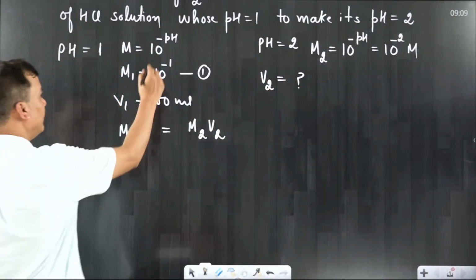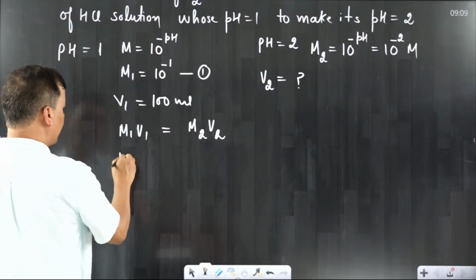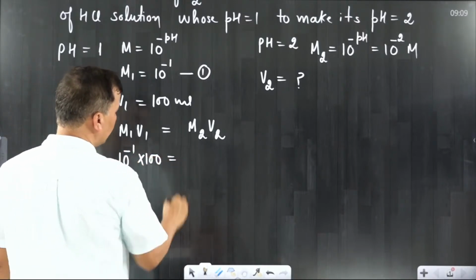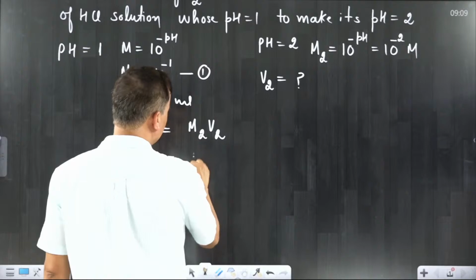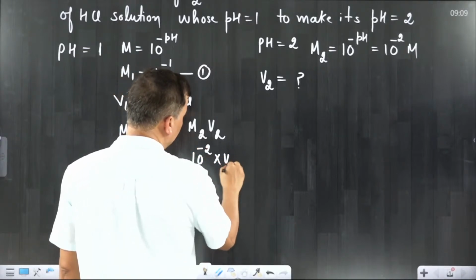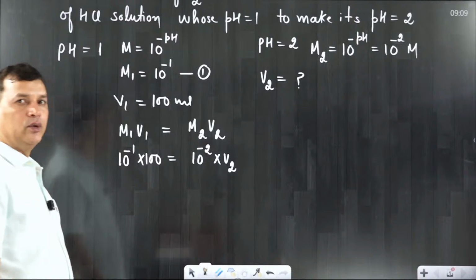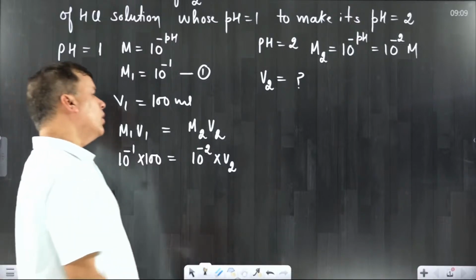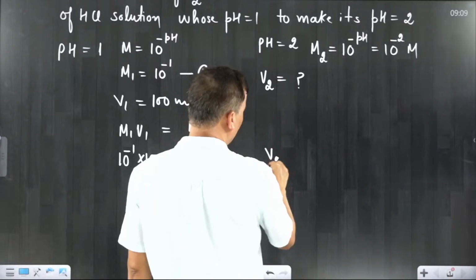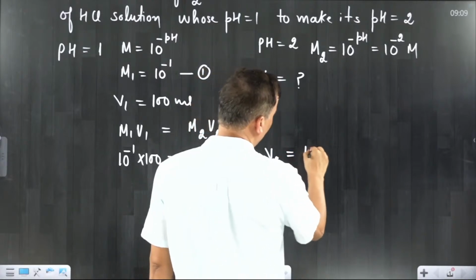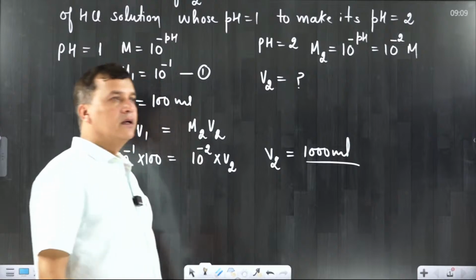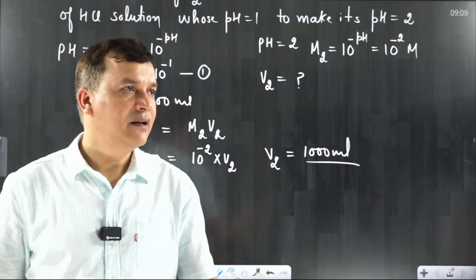So, my dear student, we have 10 raised to power minus 1 into 100 is equal to M2, that is 10 raised to power minus 2, and ultimately we have to find out V2. From this, V2 is equal to 1000 ml. Now, is this the answer?